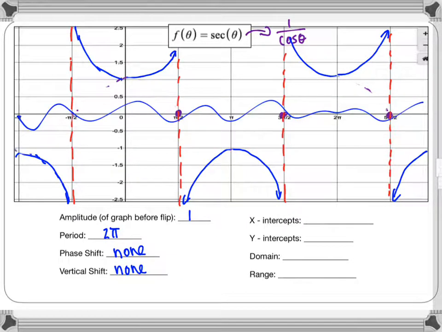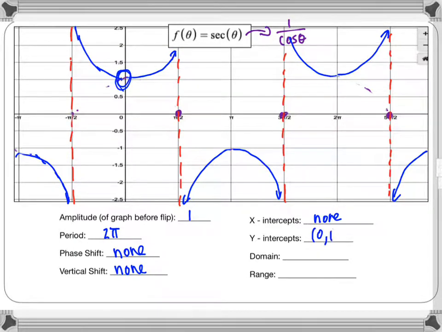Just like its friend the cosecant graph, there are no x-intercepts, okay? And the y-intercept here is going to be at (0, 1), okay? And then what we're going to do is take a look at the domain.